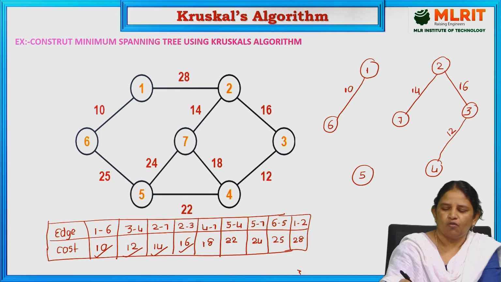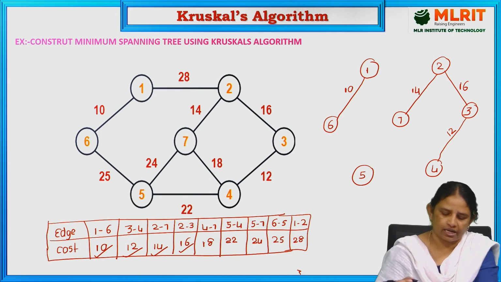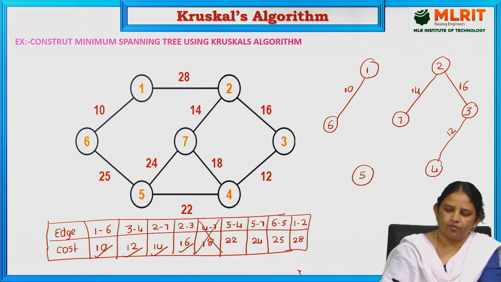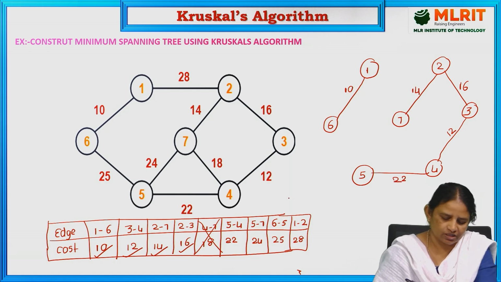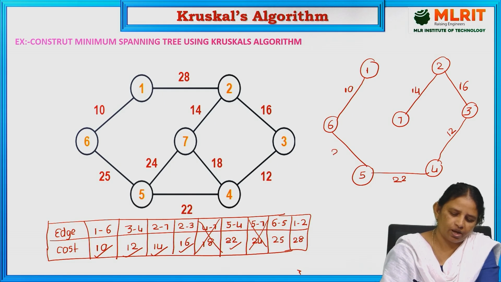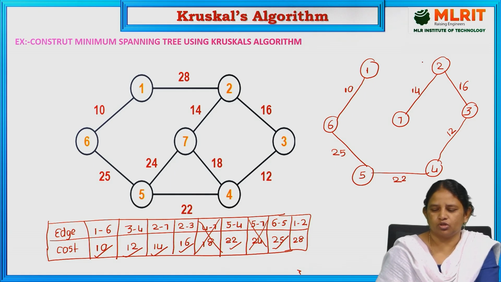4 to 7. 4 to 7 forms a closed path and creates a cycle. Don't include it in the spanning tree. 5 to 4. Cost is 22. It does not create any cycle, so include it in the spanning tree. 5 to 7 creates a cycle, don't include it. 6 to 5, cost is 25. Include it in the spanning tree. 1 to 2 also forms a closed path, don't include.